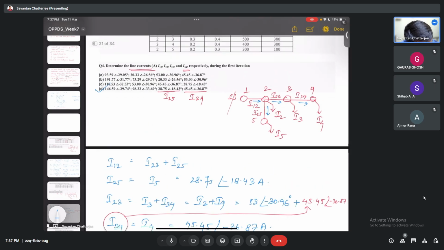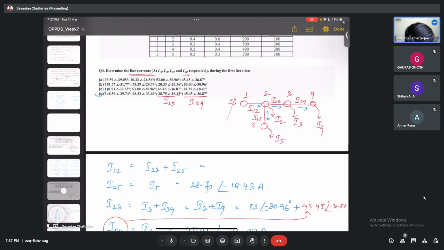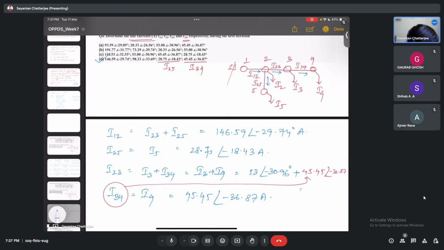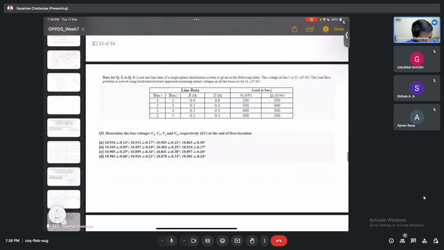What will be the values of I12? I'm just writing the final form because there are remaining questions. So I12 will be 146.59 angle minus 29.74, and I23 will be 98.33 angle minus 33.69. Is it fine? Yes. Okay, so let's move on to the next question.